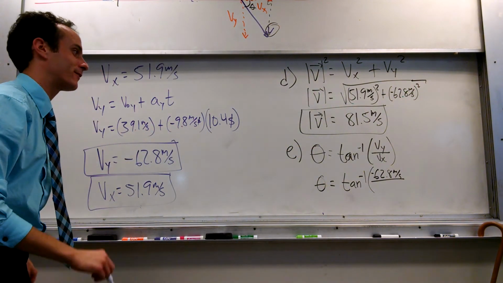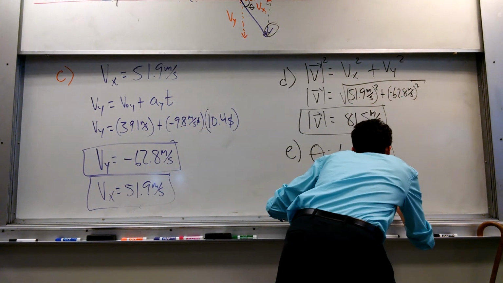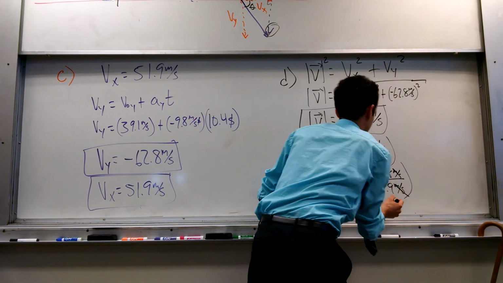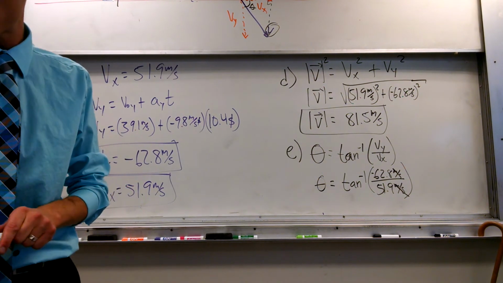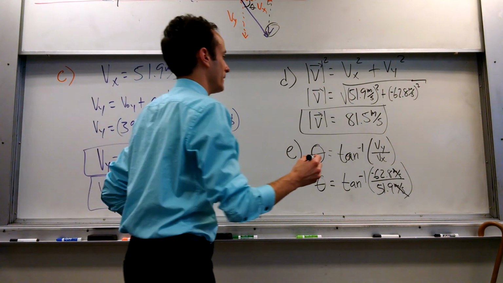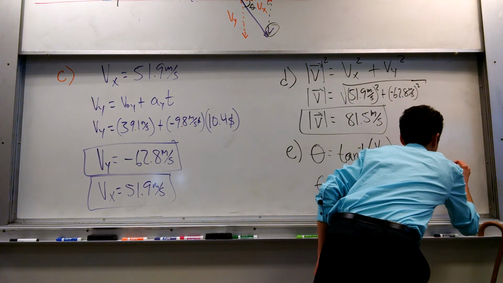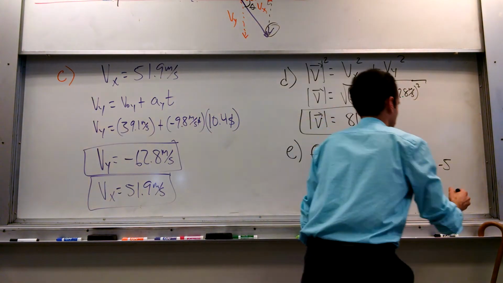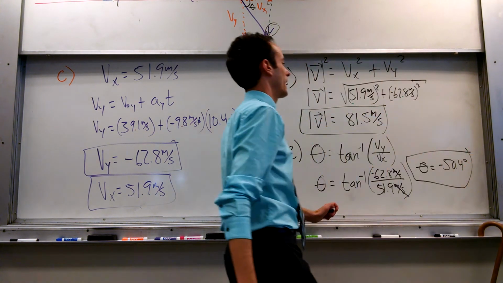Negative 62.8 meters per second, and my x component is 51.9 meters per second. Units cancel out, which is good. You calculate it, and if you are in degrees, you should get negative 50. So this means that theta should give me negative 50.4 degrees, or at least that's what I got.